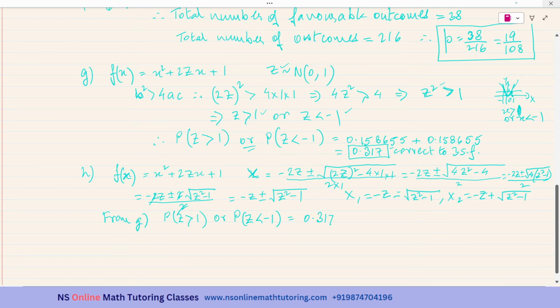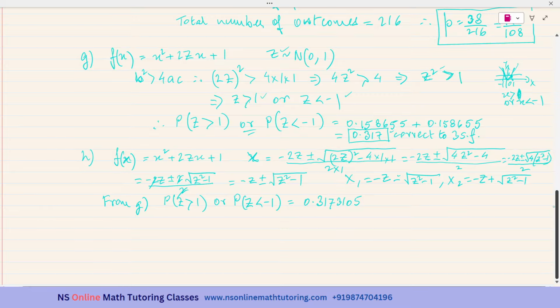So 317 and 3105. Because whenever you have to use one answer in some further calculation, you have to make sure that you are not taking only 3 significant figures for that future calculation. Okay, you have to take more number of digits. So now the question is saying that both x1 and x2 are greater than 0.5. Okay, so P of x1 and x2 greater than 0.5.